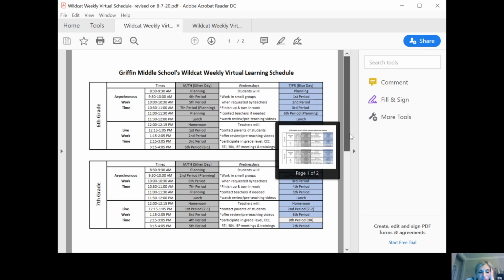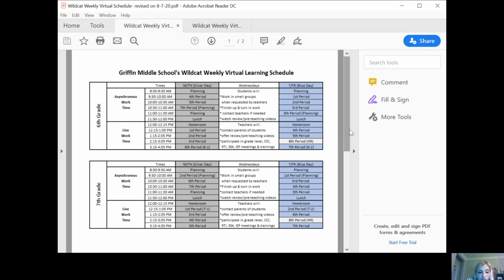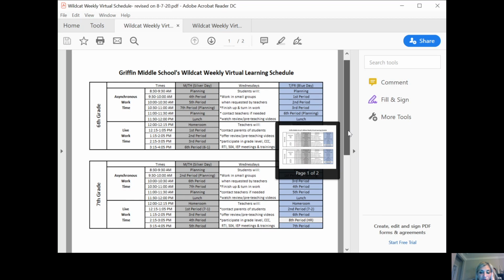So if you scroll down, you'll see the same thing is true for 7th grade. If we just look at the 7th grade silver day in the afternoon, they start out at 12:15, go into their first period connections class. They see their 3rd, 4th, and 5th period teacher. And in the morning, they have that option to check in with their 2nd period, 6th period, and 7th period teachers. Every student has a dedicated 30 minutes for lunch, regardless of if they're in 6th, 7th, or 8th grade.